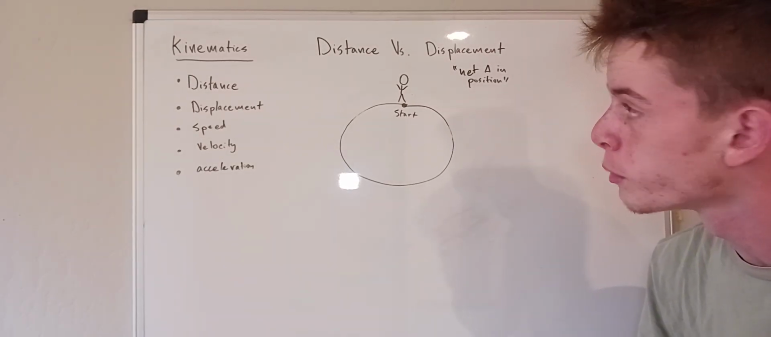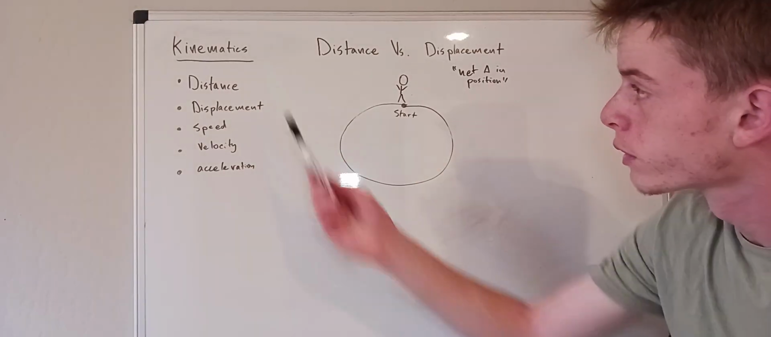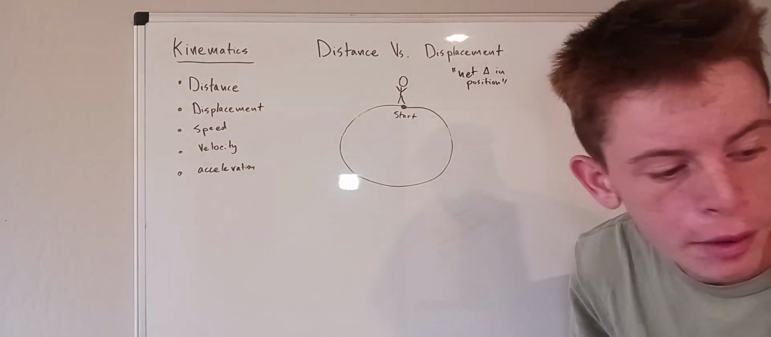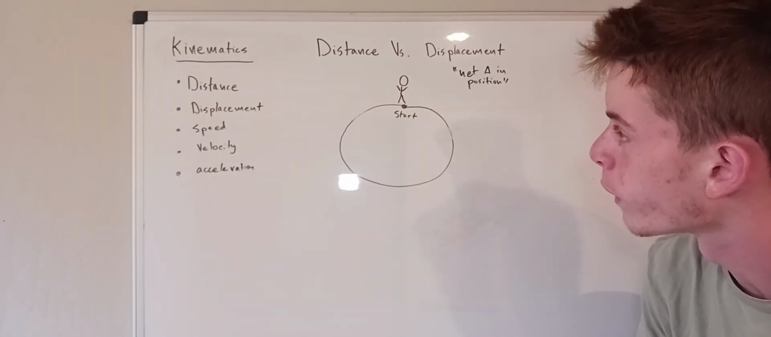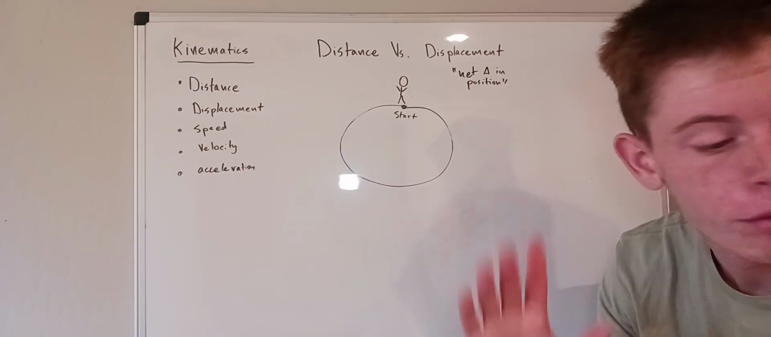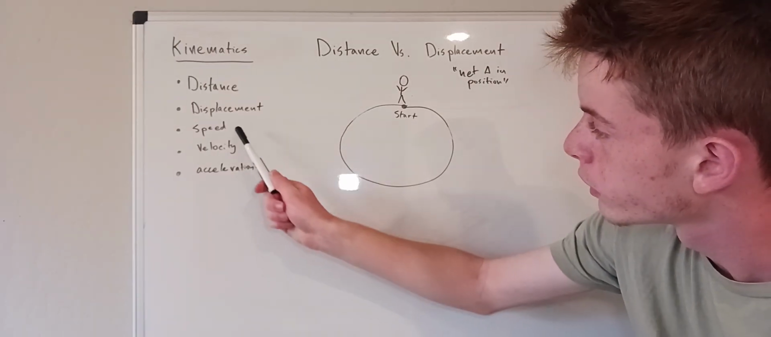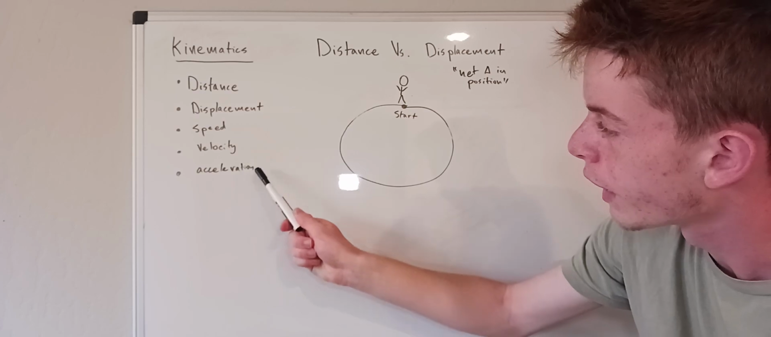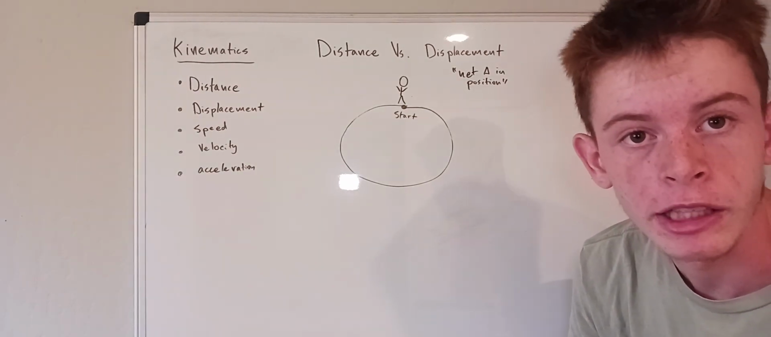Today we are going to be starting the first unit in AP Physics, Kinematics. So what is kinematics? Kinematics is the study of motion, the study of how things move. In kinematics we deal with five main quantities: distance, displacement, speed, velocity, and acceleration. Okay, so let's start with distance and displacement.